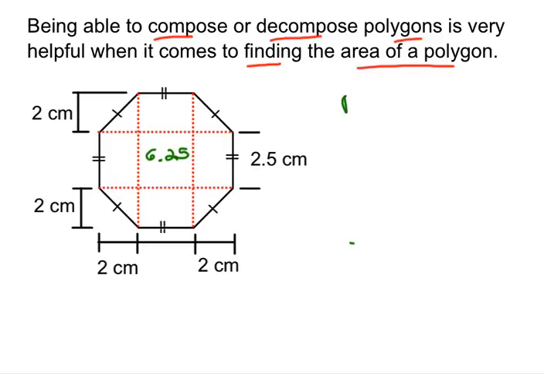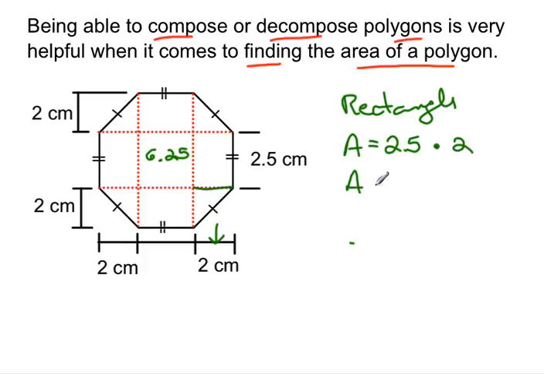Okay, so my rectangle is going to have a length of 2 5/10 and a width, from here to here, which is determined by this measurement, of 2 centimeters. So now all I have to do to find my area is multiply, and 2 5/10 times 2 would give us 5.